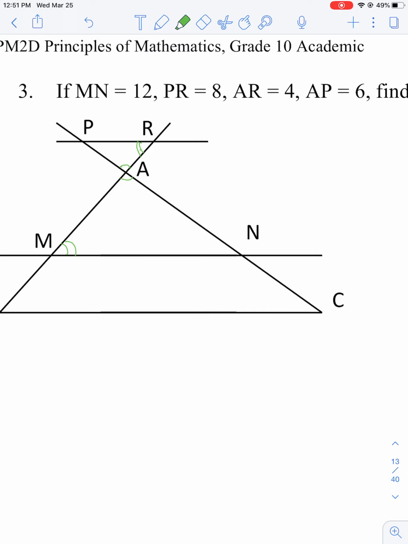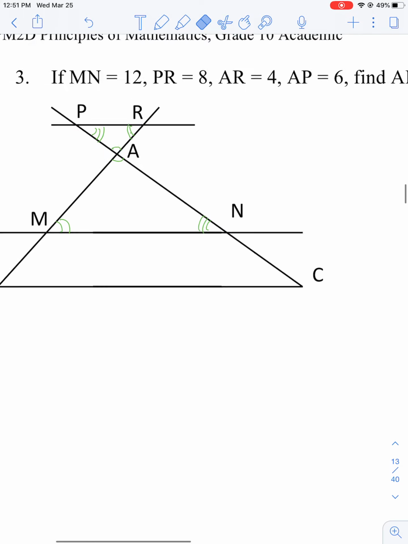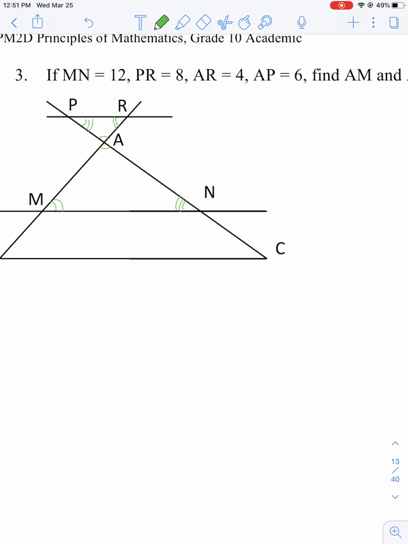Then if I take a look at my Z pattern in the opposite order, so backwards here, I'm saying that the interior angles in a Z pattern are equal to each other, so those two angles are equal to each other. And what do you notice by angle theorem? That triangle AMN is similar to triangle ARP. Notice the order in which I wrote it out there, very specific. That is ARP, not APR.